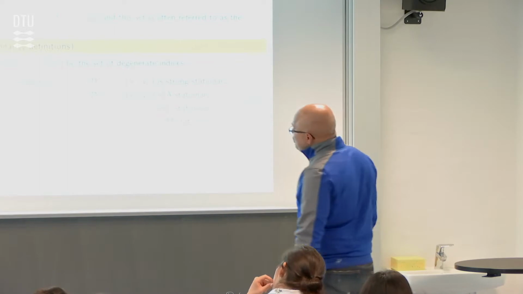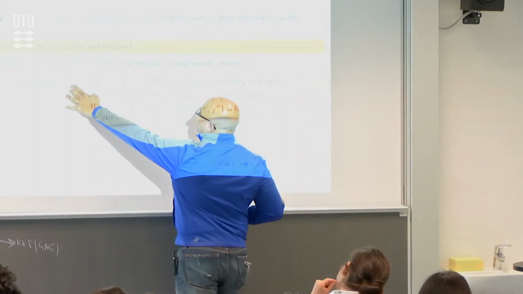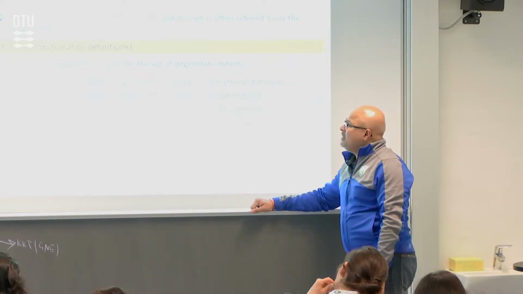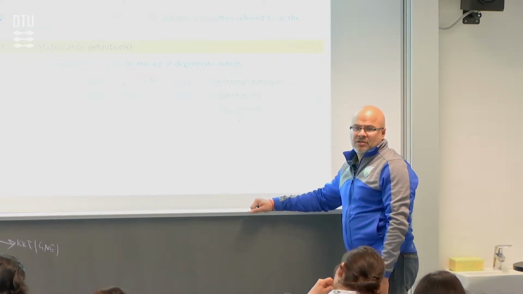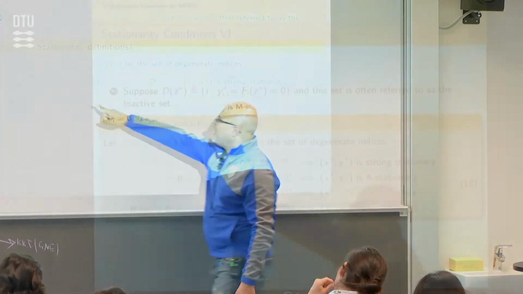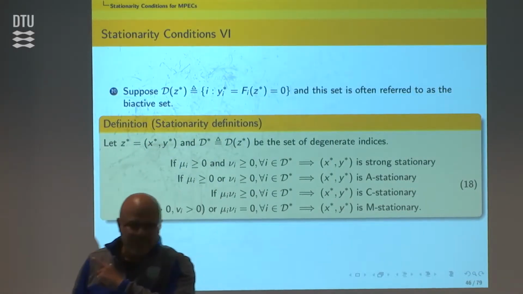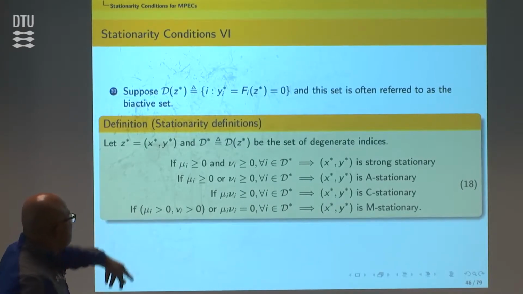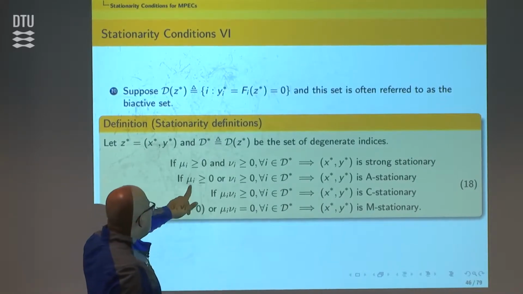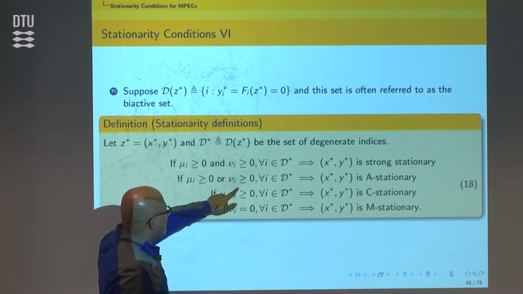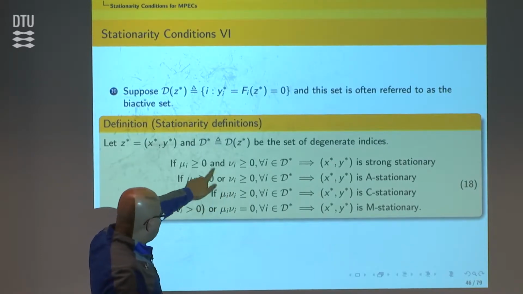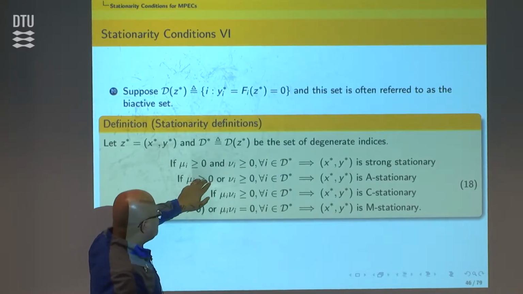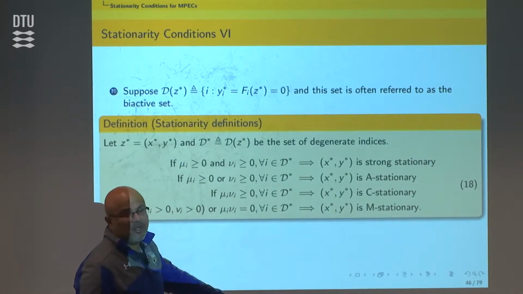Now, if you check the multipliers associated with the degenerate index, and if both the multipliers are non-negative, then this point is called strong stationary. Let's make sure everybody remembers that. The mu i and the eta i. What is the eta i? The eta i is the counterpart of the lambda i that I had. I'm sorry, this notation changed here. So if both are non-negative, then it's strong stationary. If one is non-negative or the other is non-negative, then it's called A stationary.